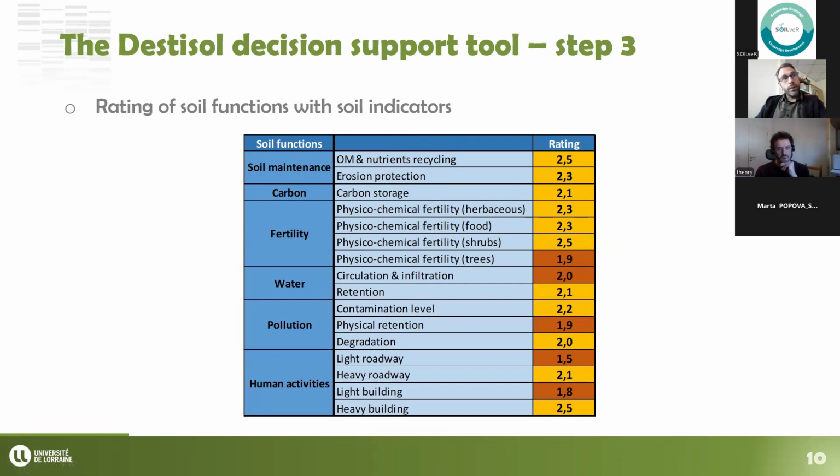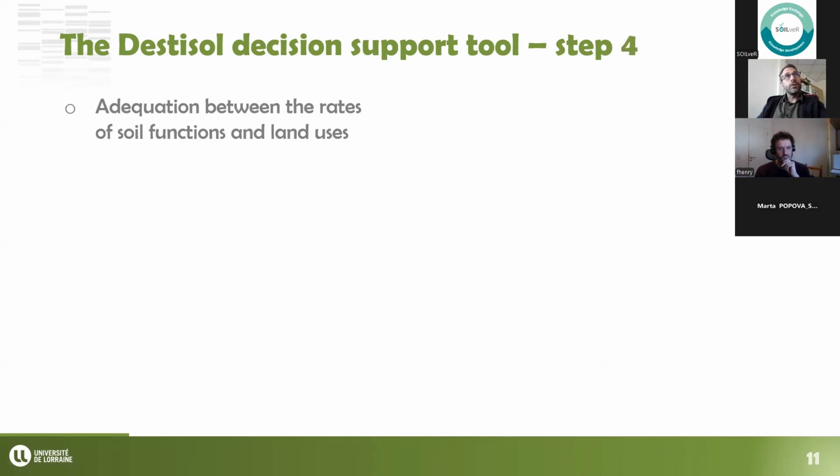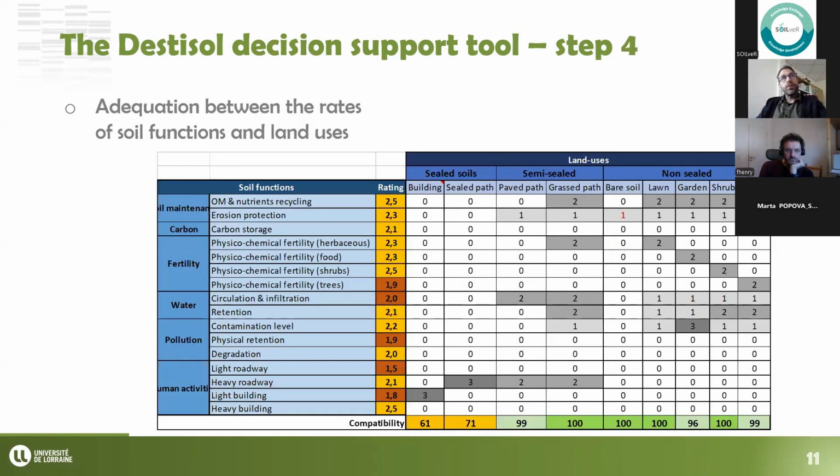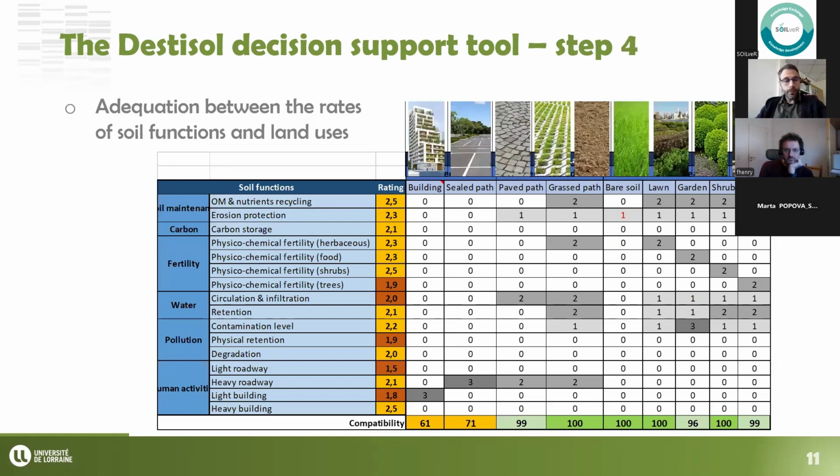And then after scoring these soil functions, we go to step number 4, which is trying to evaluate the adequation between the actual state of the soil based on this soil functions evaluation and the possible land cover or soil cover. And here you can see that we considered different soil covers, such as buildings, silt paths, paved paths, grass paths even, bare soil being, let's say, the reference, a grassland, a garden to produce some vegetables, shrubs and trees.